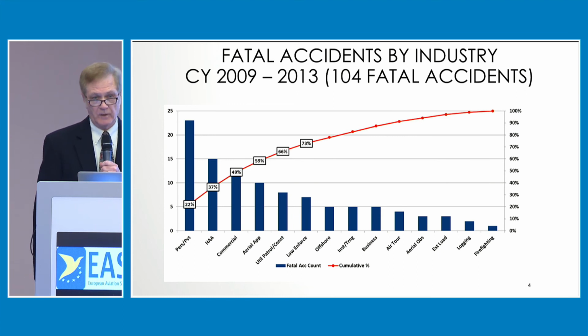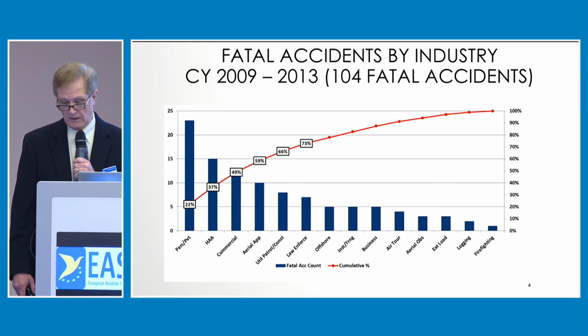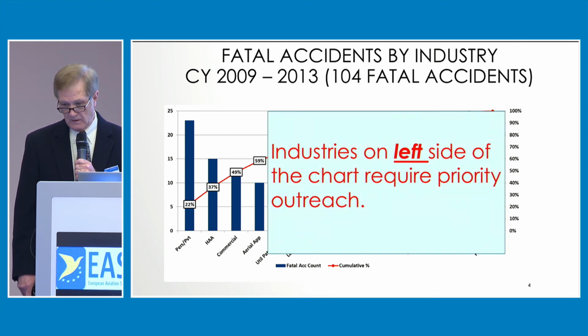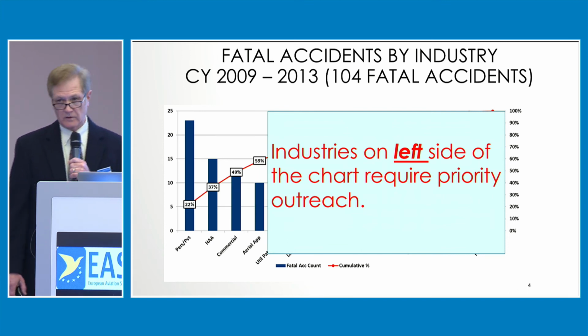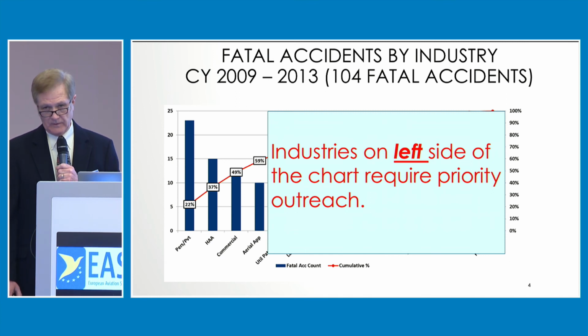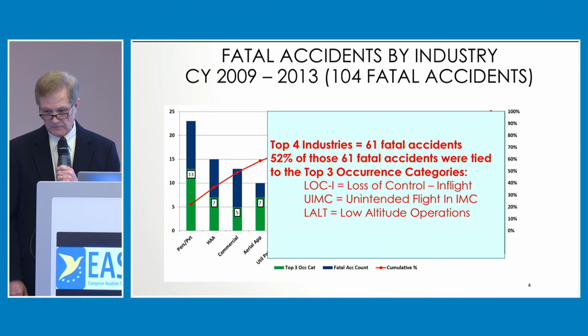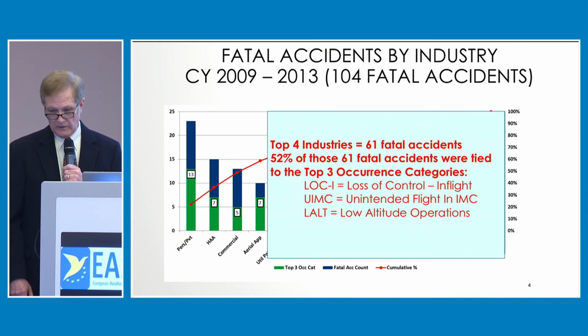They then looked at the accidents by industry, what type of industry these were happening in. And again, the left side of the chart requires priority outreach. Those are actually 4 areas: personal, private, helicopter air ambulance, commercial. Commercial includes operations other than air taxi and offshore, so other commercial operations, and aerial applications. And again, you've got 61 accidents in those 4 categories. And as you can also see, the green area in those 4 industries refers to the categories we looked at previously. If you can manage to positively affect that green area, that is, reduce the accidents in those categories, you can have a significant effect on fatal accidents.